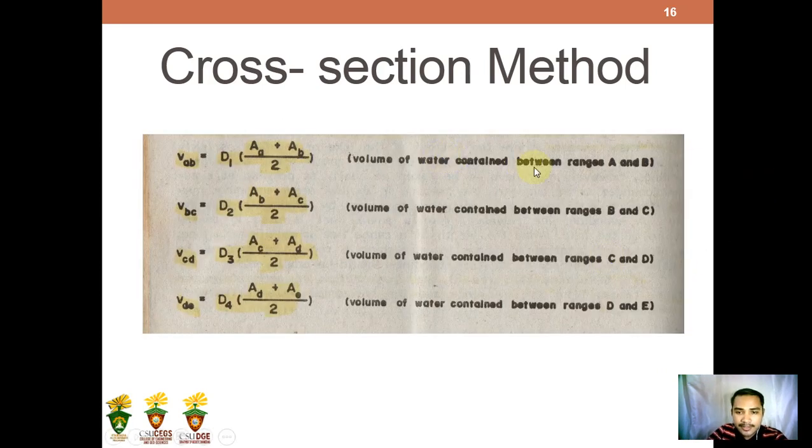Now, for example, for ranges A and B, you're going to add the area of range A and the area of range B divided by 2 times the distance between range A and range B. So as the volume between ranges B and C, C and D, and D and E.